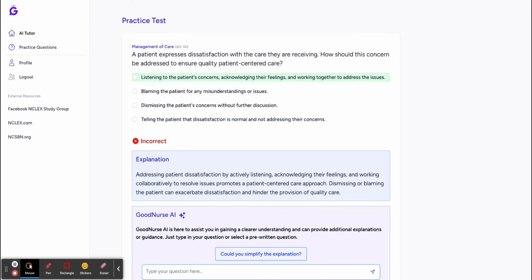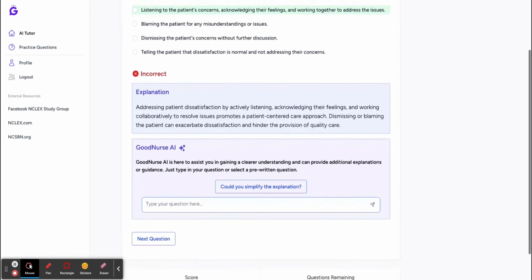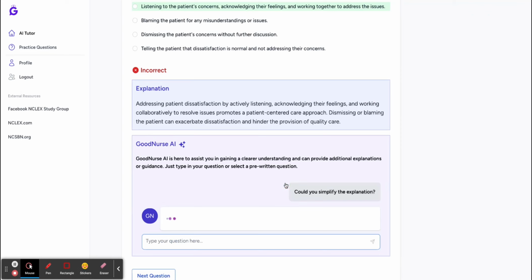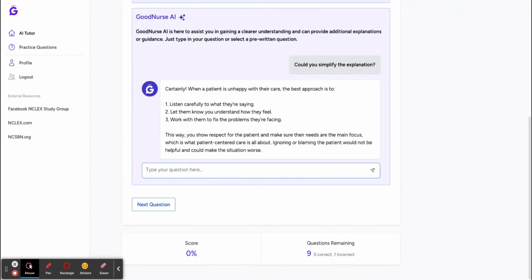While we're here, let me show you a cool feature that GoodNurse provides during practice tests. After you answer a question, you can ask GoodNurse AI follow-up questions to help you better understand the topic. We also provide some pre-written prompts you can use. Here we will ask it to simplify the explanation. This is a great way to enhance your studying, and it's exclusive to GoodNurse.